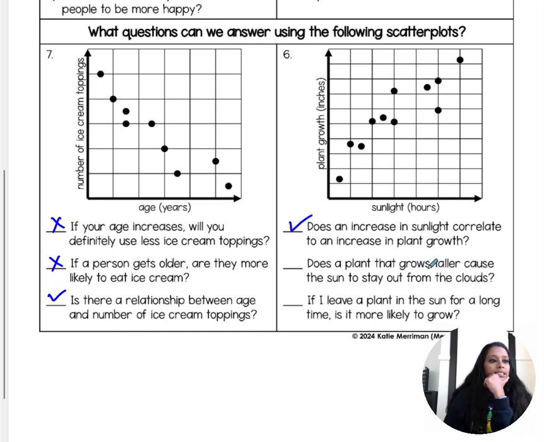Does a plant that grows, so we never like to ask the independent variable question first. As a plant grows taller, does it affect the sunlight? No, that's not a good question. If I leave a plant in the sun for a long time, is it more likely to grow? That's a good question.